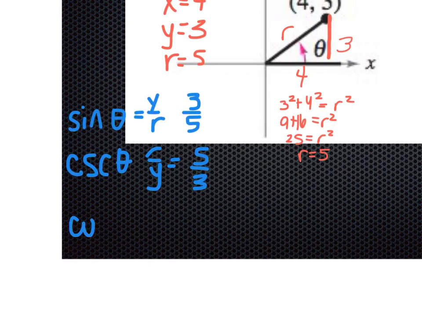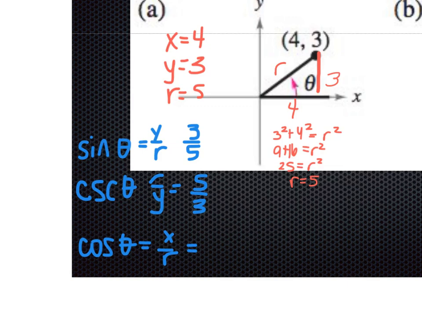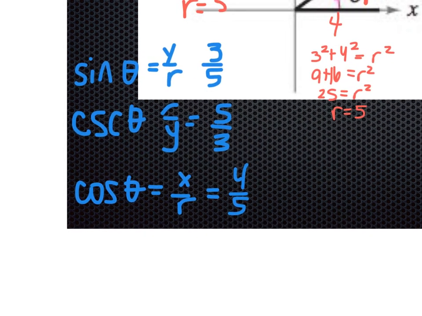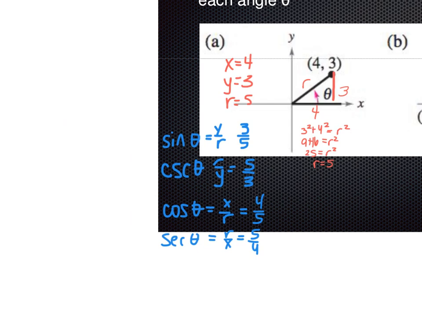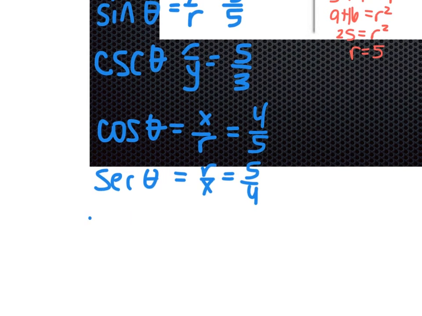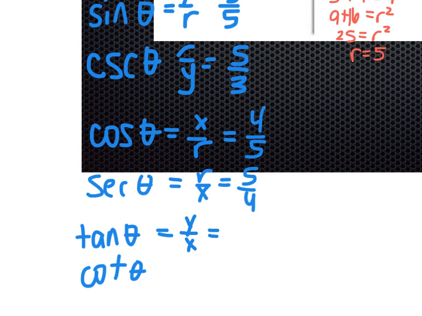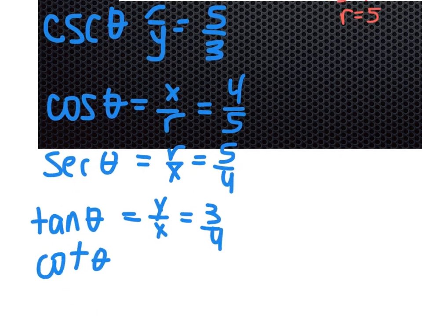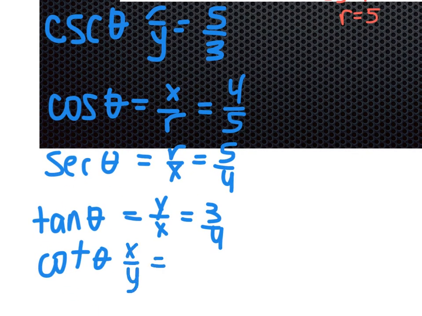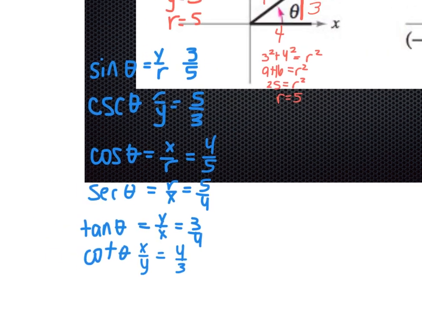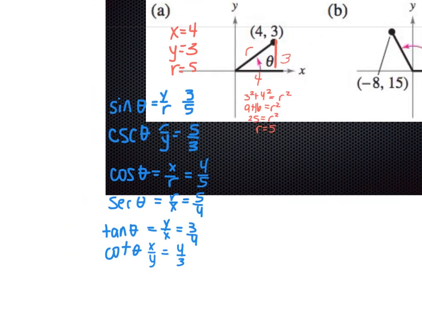All right, so cosine of theta is x over r, correct? So it's what over what? 4 over 5. Good. So then my secant of theta is r over x, which is 5 over 4. Good. So tangent of theta and cotangent of theta. What is tangent? Y over x, which is 3 over 4. Yep. And then my cotangent is x over y, so it's 4 over 3. You guys okay with that?